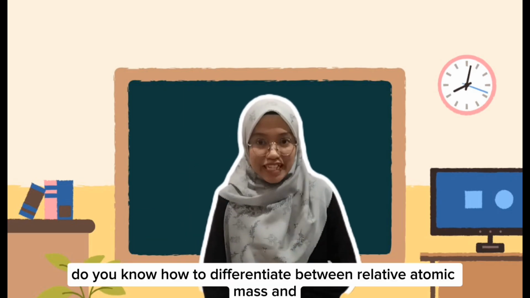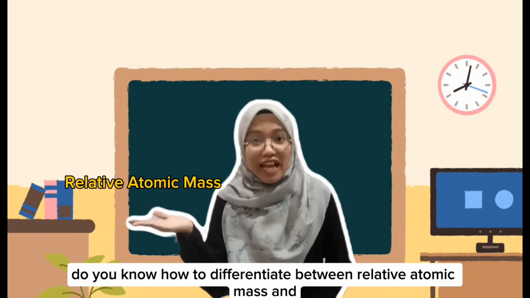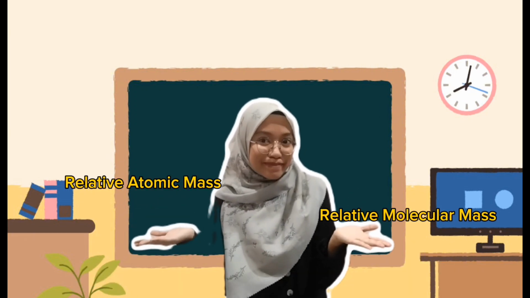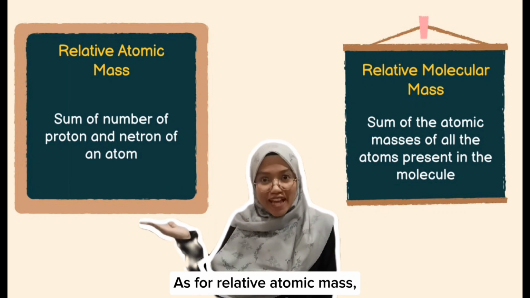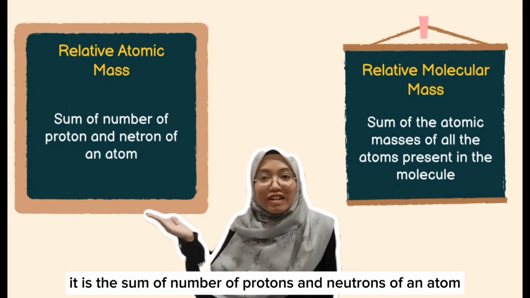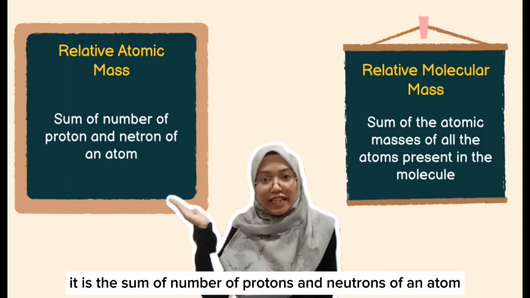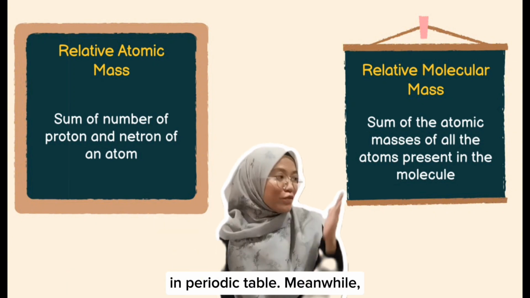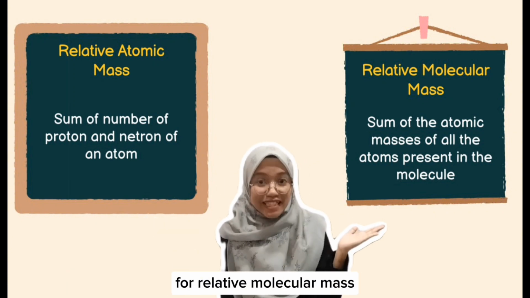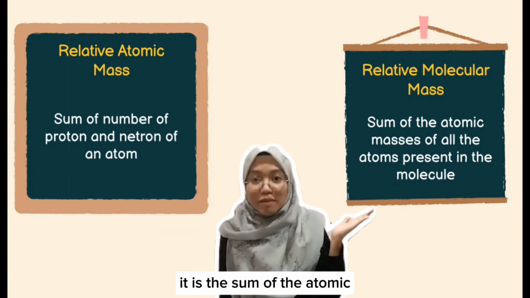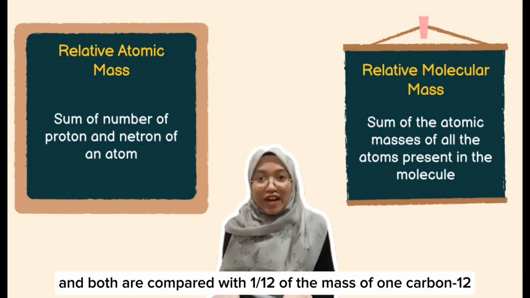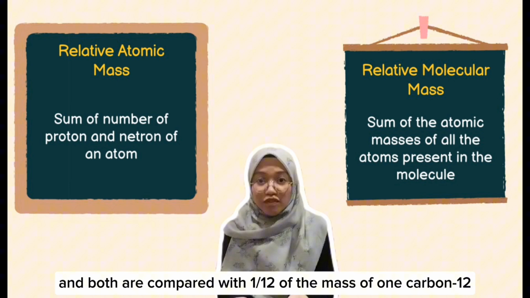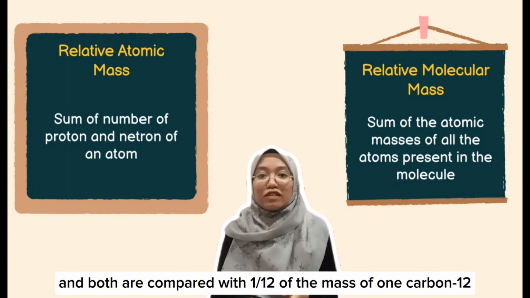Hi student, now do you know how to differentiate between relative atomic mass and relative molecular mass? As for relative atomic mass, it is the sum of the number of protons and neutrons of an atom in the periodic table. Meanwhile, relative molecular mass is the sum of the atomic masses of all the atoms present in the molecule, and both are compared with 1/12 of the mass of one carbon-12 atom.